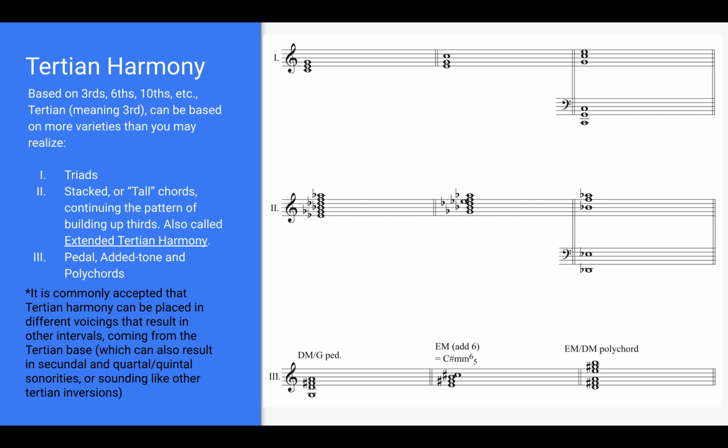I want to talk a little bit about pedal and added tone and polychords. So this first example is a pedal chord. A pedal chord would be placing a triad with another note in the bass. Here's a very common one. So we have the D triad on the top with the G on the bottom.